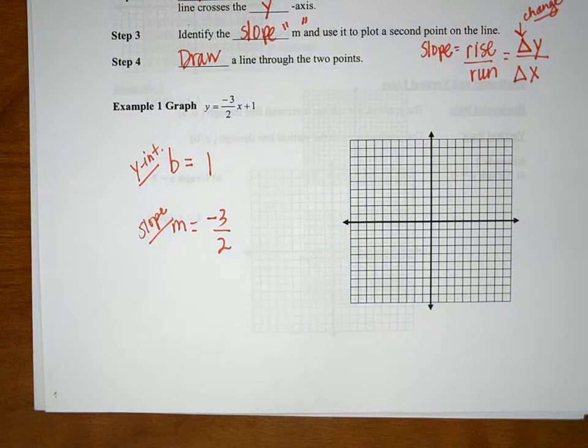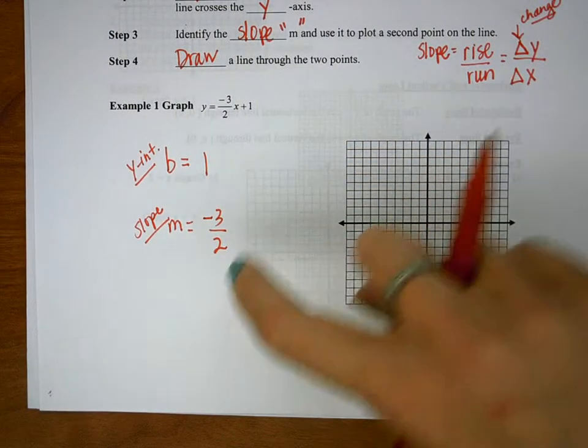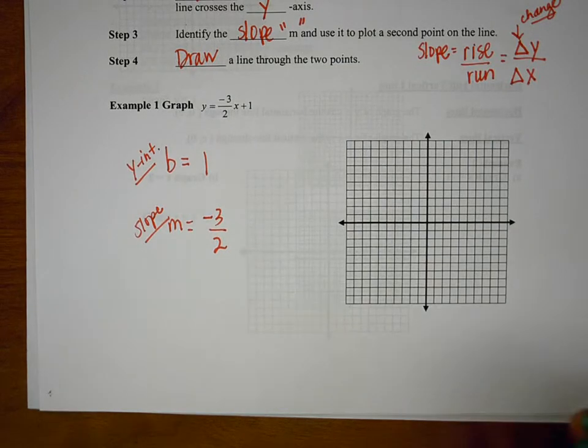This negative can go with the top number or the bottom number, or you can just have it out in front. The main thing is that one of the numbers is going to be negative and one's going to be positive. If both of them were negative, 2 negatives actually end up making a positive. So just make sure the negative goes with one of the numbers.